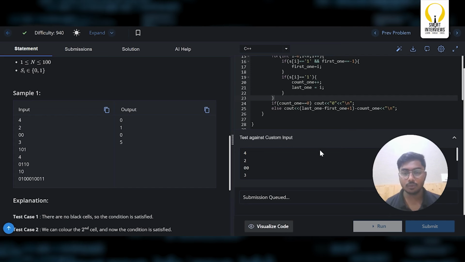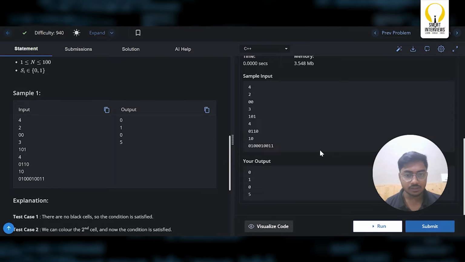Let's try to run our code. Let's see if we are getting the same output for the sample cases. Let's try to submit it as well.